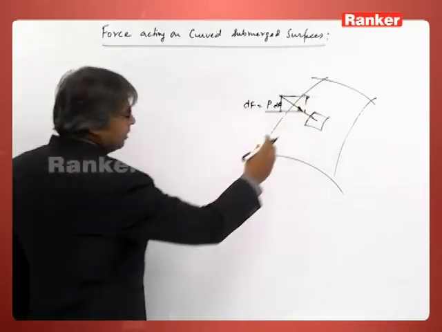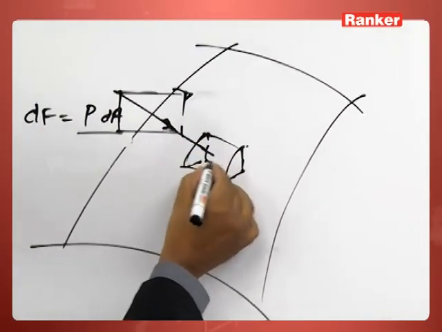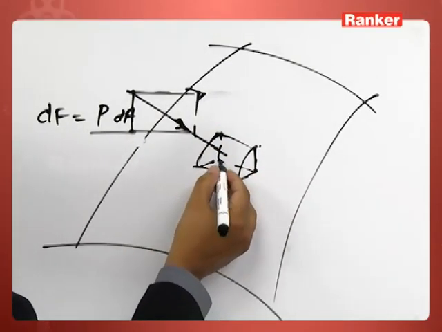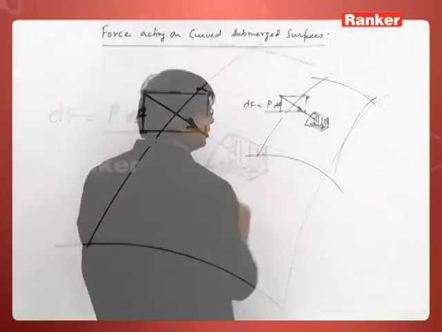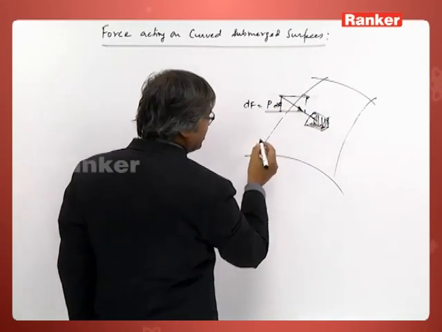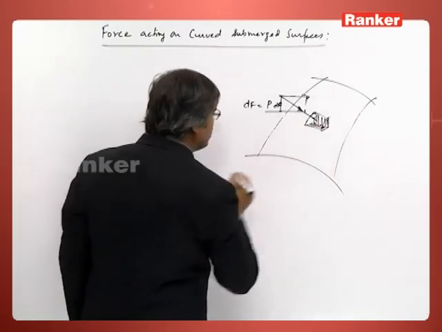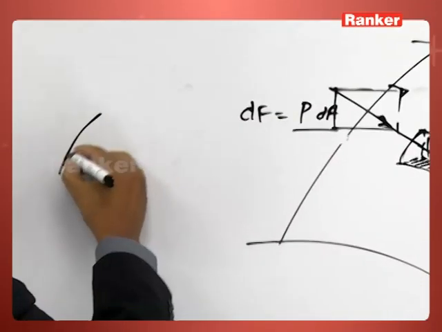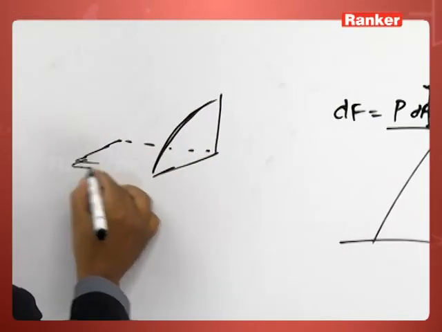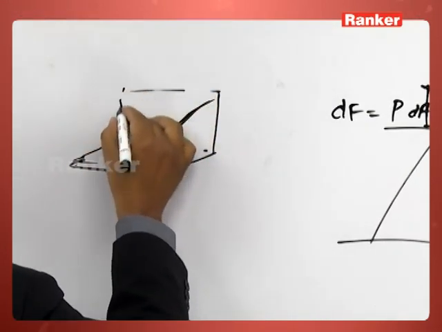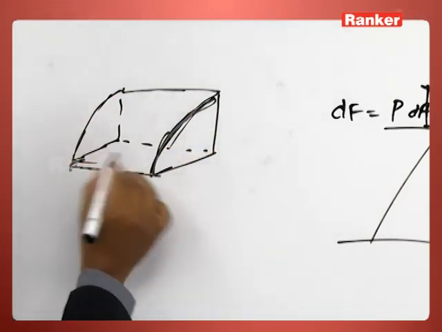Suppose we have a prismatic shape. This is the horizontal area, this is the vertical, and this is the curved surface. What force P is acting here? This P has a vertical component and a horizontal component. You can see this magnified view. This is the horizontal part, and this is the curved surface area.